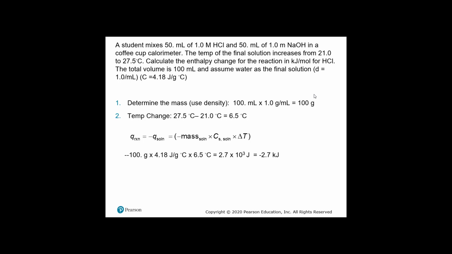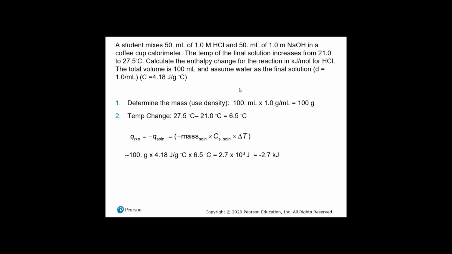All right, so we have 100 mL total. So we have the solution. In this case, we're not using the actual solid, we're using two solutions. The total mass of the solutions is 50 plus 50, which is 100, times the density. The mL cancel out. That gives us the mass. So we have 100 grams, and then we do the temperature change, which produces 6.5 degrees Celsius.